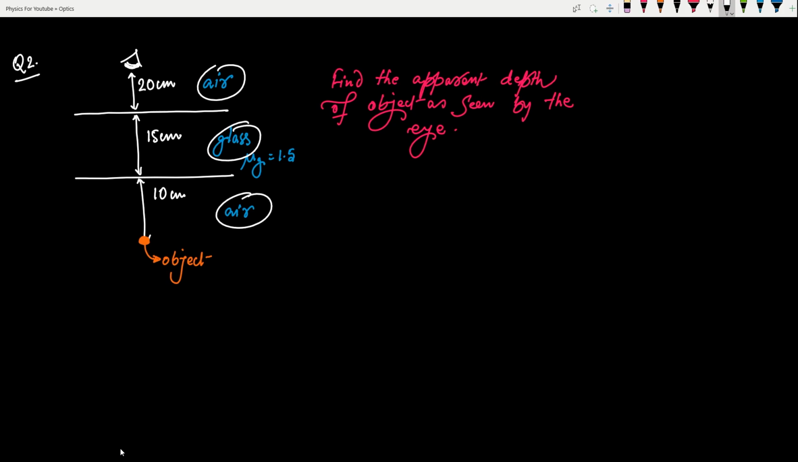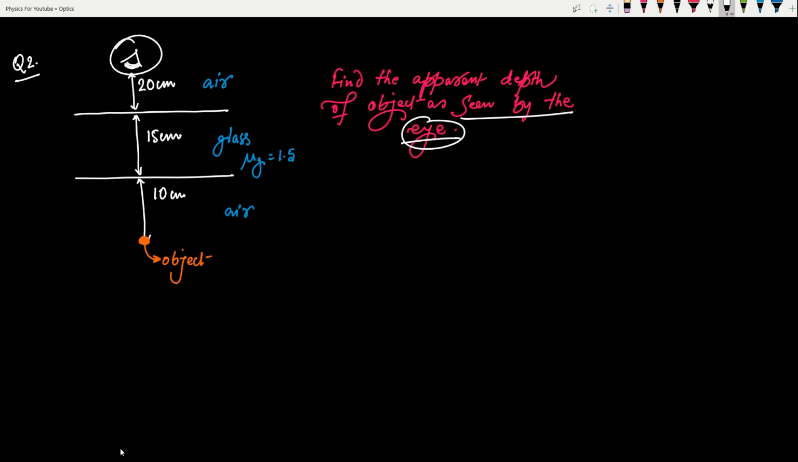Okay, so how to deal with these kind of problem? Now the question is, find the apparent depth of the object as seen by the eye. Very easy, and the eye is located in this air medium. Simple as that. And the object is in this medium, air. Okay, so how to find out this?